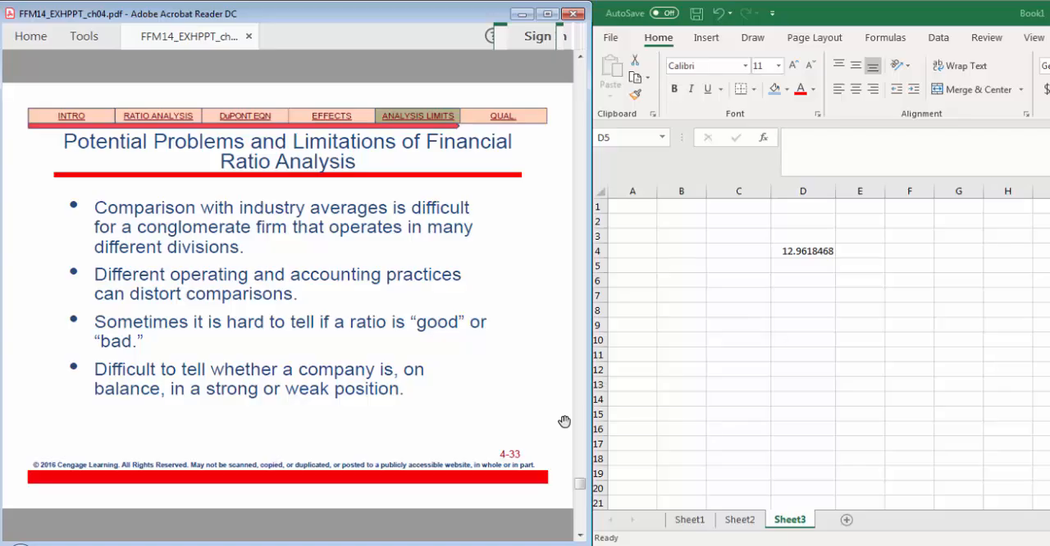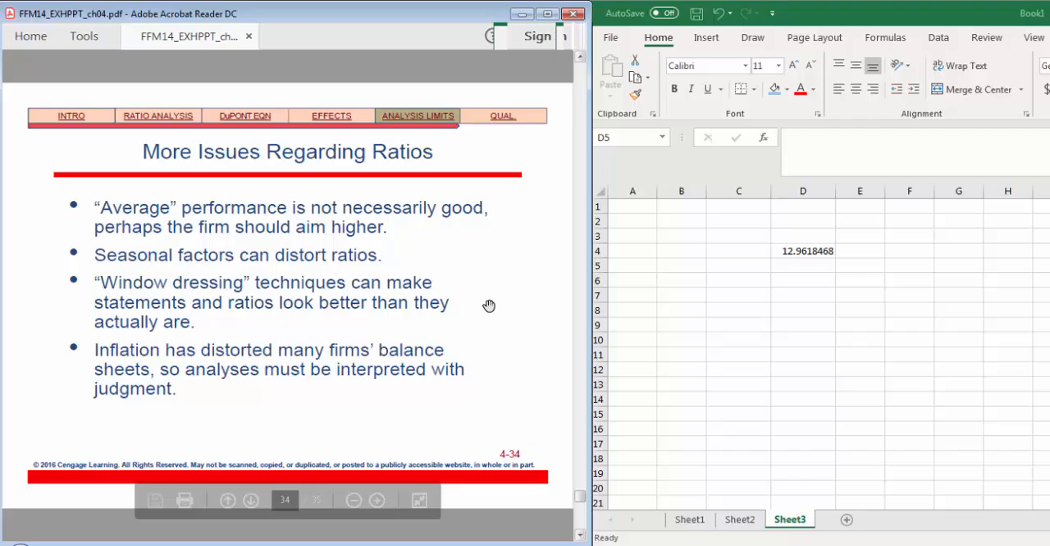Sometimes it's hard to tell if a ratio is good or bad. It's difficult to tell whether a company is on balance in a strong or weak position. Average performance is not necessarily good, perhaps the firm should aim higher.